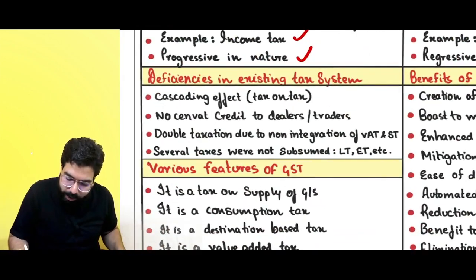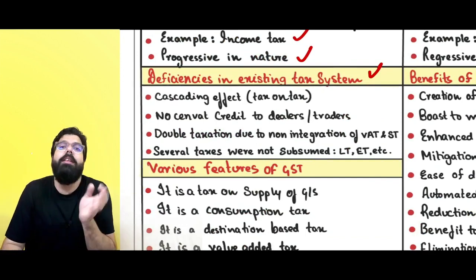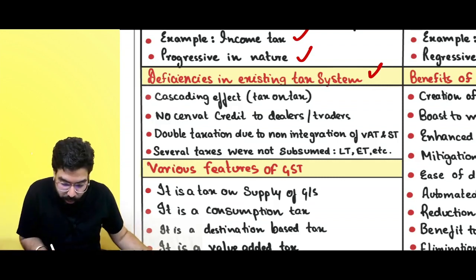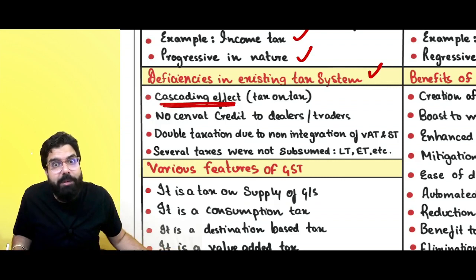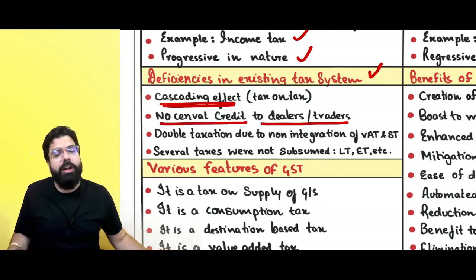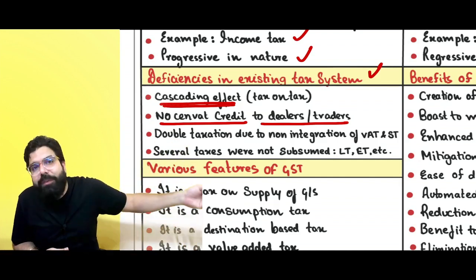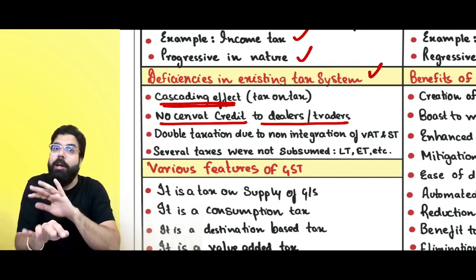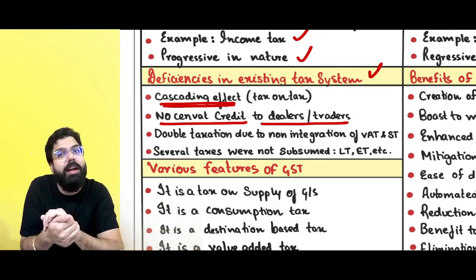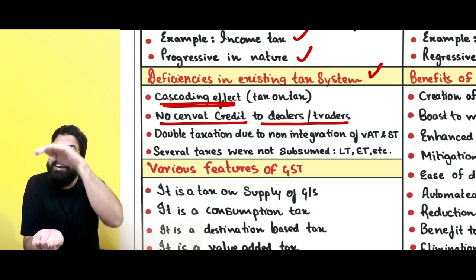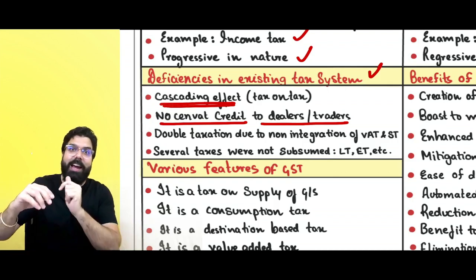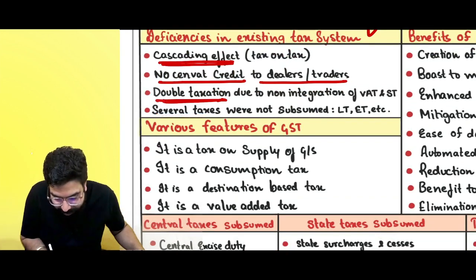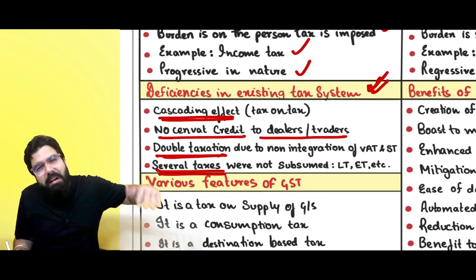Next, sir, what are the deficiencies in the earlier tax system? Basically, the VAT, service tax, and excise system, because of which we had to bring in GST. So, the cascading effect, that is tax on tax, was happening. Sir, no CENVAT credit to the trader or dealer. For example, a manufacturer sold some goods to a trader or dealer and charged him excise duty. The trader or dealer was never registered under excise and never used to get the excise credit. Whenever you don't get credit, the cascading effect starts. You add the tax to your cost and tax on tax starts. So that was again a problem. Double taxation was there. Several taxes were there. These were the deficiencies in the earlier tax system.